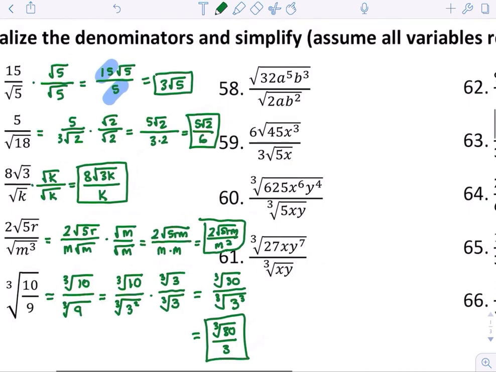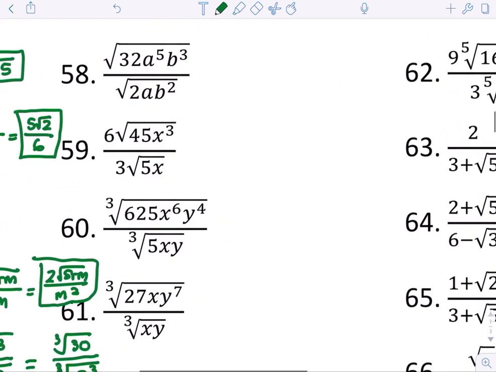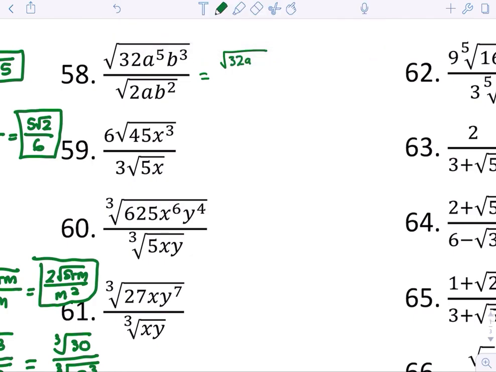So that's that. Now we got 58. Okay, so this one, square root of 32 a to the 5th b to the 3rd, all over... Alright, I'm noticing that I can already take out this b squared because 2 goes into 2 one time, so I already know a b is going to pop out, and we still got remainders of radical 2a.